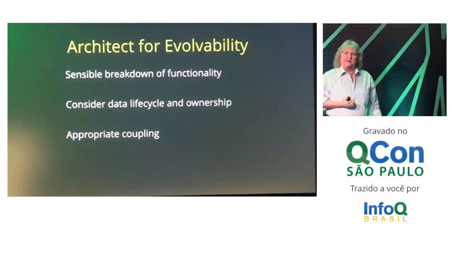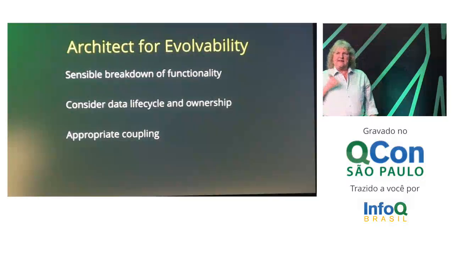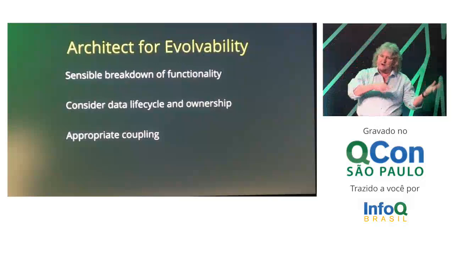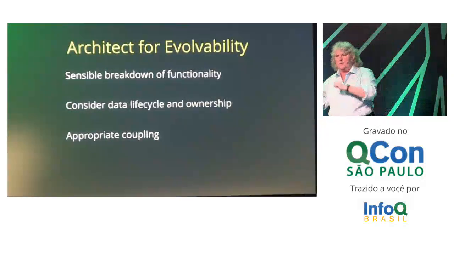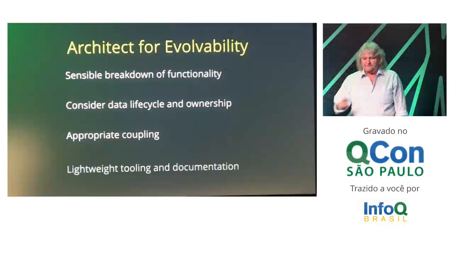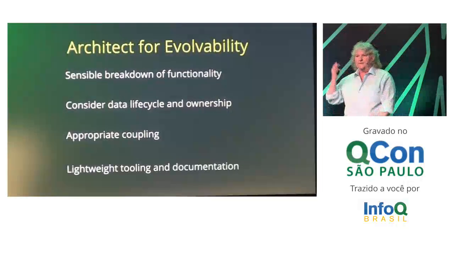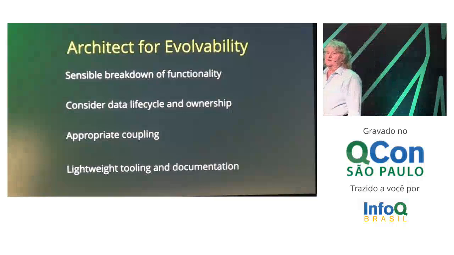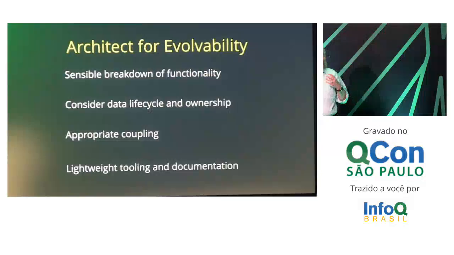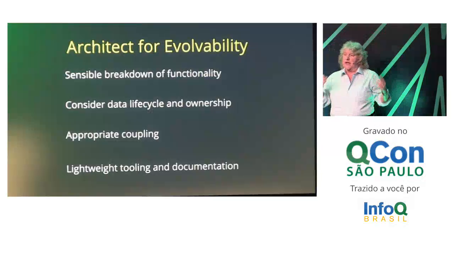And appropriate coupling. Not everything needs to be loose coupling. In the A over B style of the Agile Manifesto, you might want to prefer loose coupling to tight coupling. But for a given situation, there is going to be an appropriate level of coupling, and you want to think about what that is. And finally, the lightest weight tools and documentation that you can get away with, because that is going to allow you to move things around as much as possible.